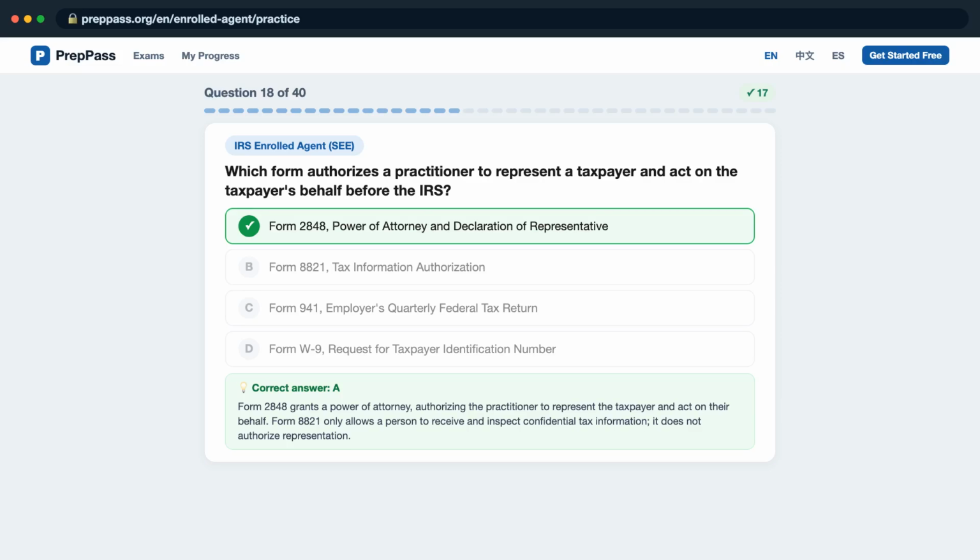Form 2848 grants a power of attorney, authorizing the practitioner to represent the taxpayer and act on their behalf. Form 8821 only allows a person to receive and inspect confidential tax information. It does not authorize representation.